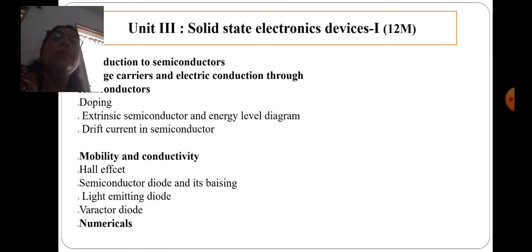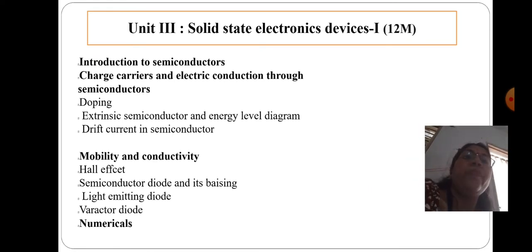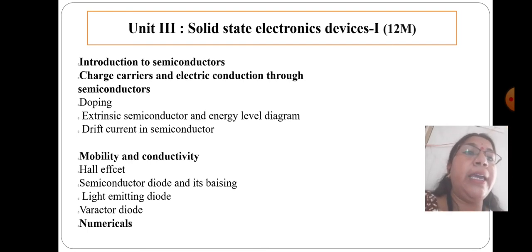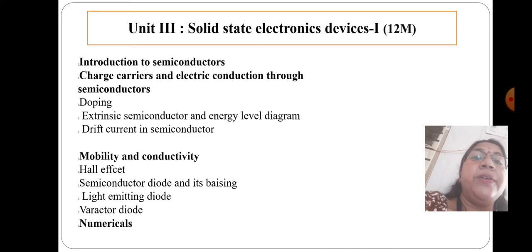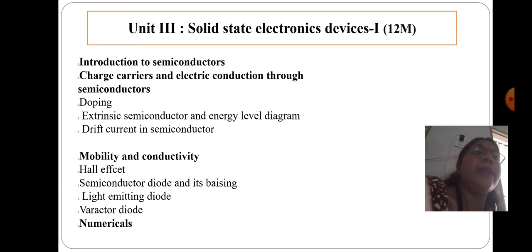Now the third unit depends on solid state electronic devices 1. First is the introduction to semiconductors, then charge carriers and electric conduction through semiconductors, the doping concept, extrinsic semiconductors and energy level diagram, then drift current in semiconductors, mobility and conductivity, Hall effect, semiconductor diode and its biasing, light emitting diode and varactor diode, and numericals. So all these contents are included in unit number 3.